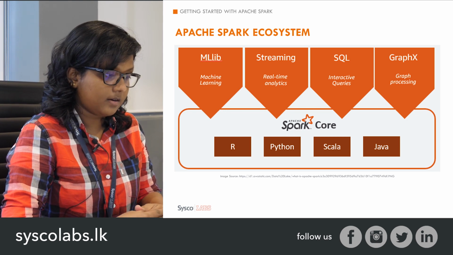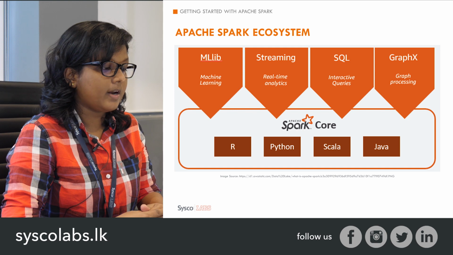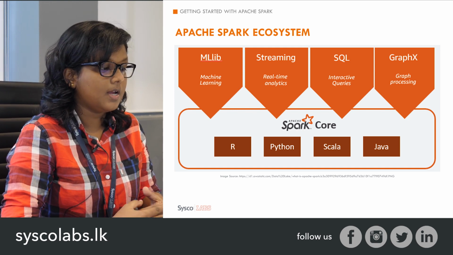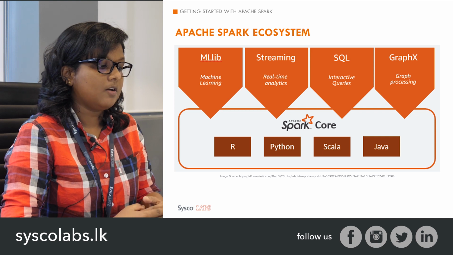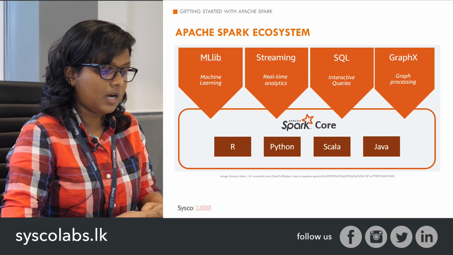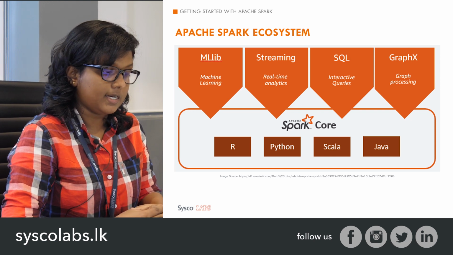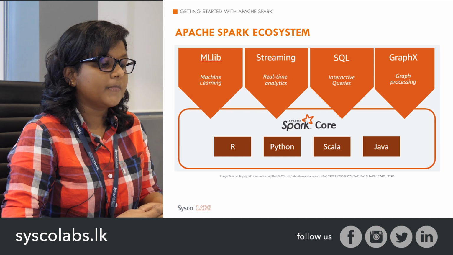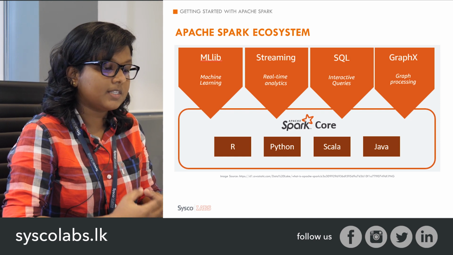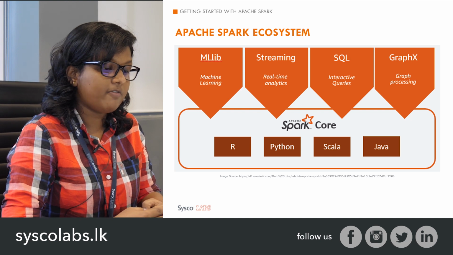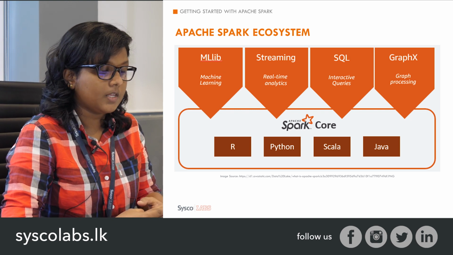Apart from that, there is a component called MLlib. MLlib is used for machine learning purposes. It provides components to run machine learning pipelines. Then Spark Streaming is used for real-time analytics. Spark SQL is used for processing of structured data. Then GraphX is used for graph processing.